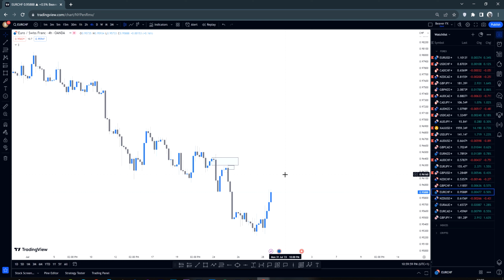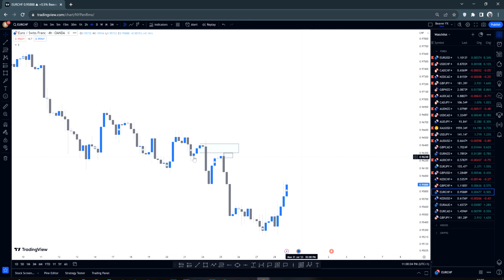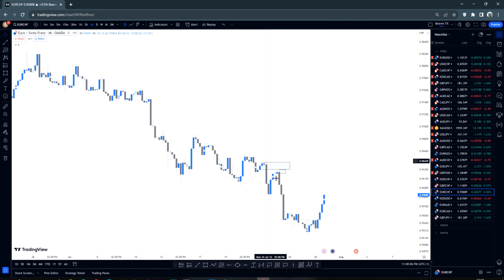And for Euro-CHF, this also looks really cool. We had a break around here, and let me not touch this. We have this zone.